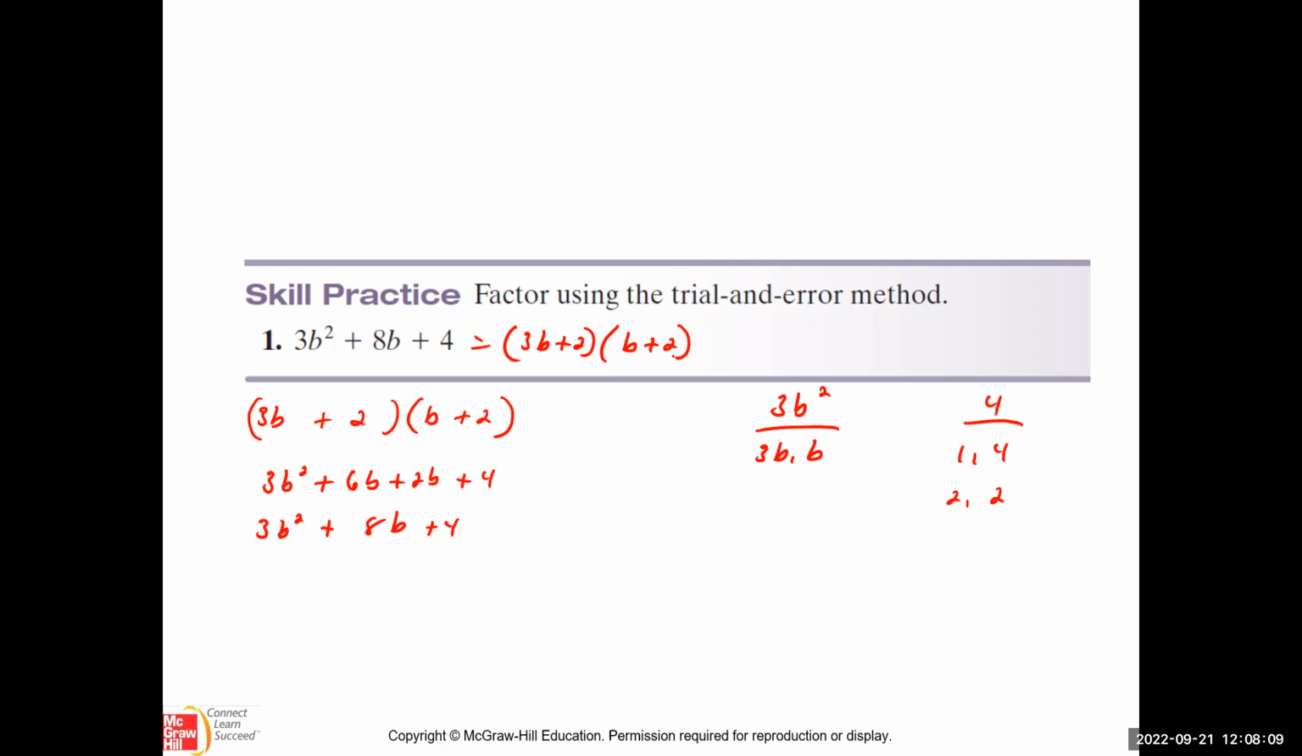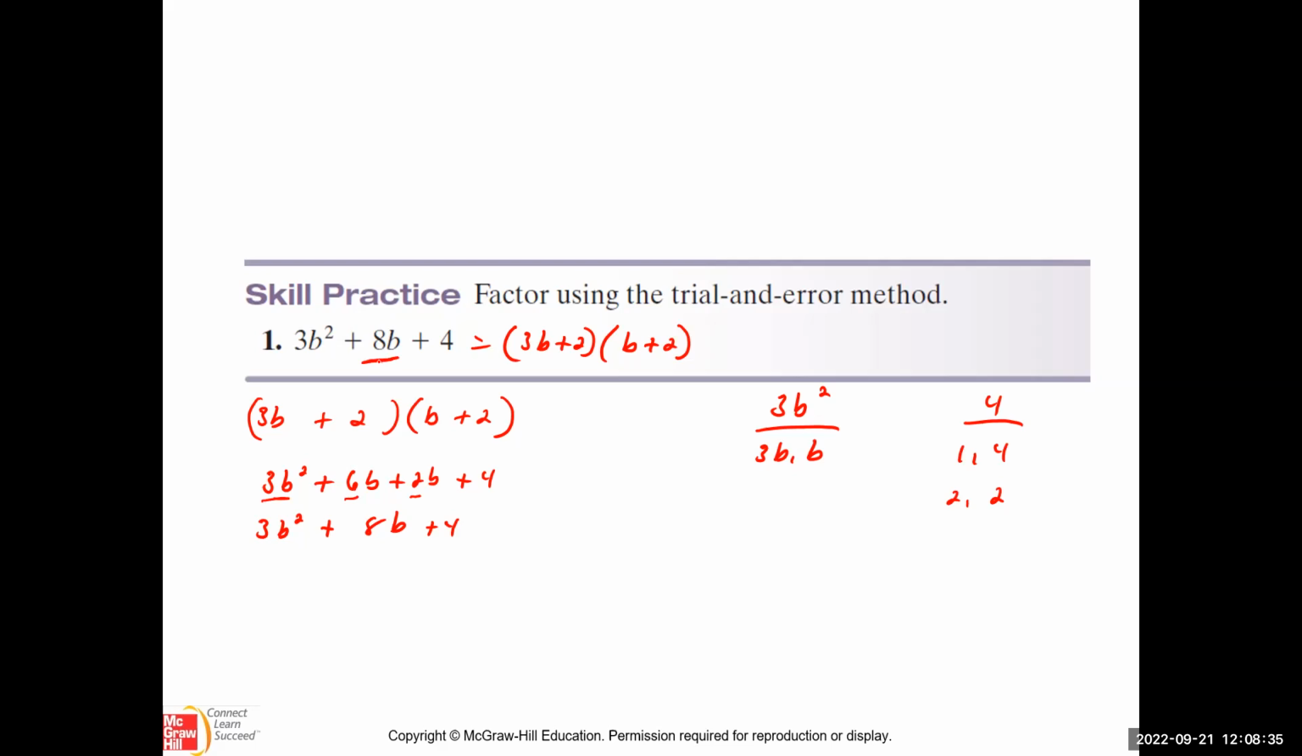Questions on this one? So I wasn't here on Monday, but I'm trying to figure out, so are you just multiplying it by that second number in each parentheses? So I'm doing the 3b times the b, which is this one. And then I'm doing the 3b times the 2, which is the 6b. And then I'm doing the 2 times the b, which is the 2b. And then those are the two that I need to get to 8b.